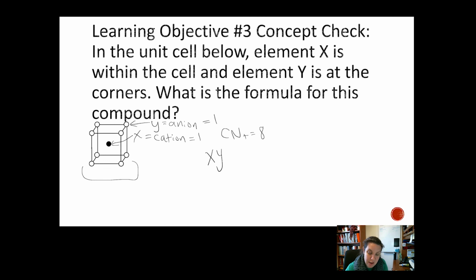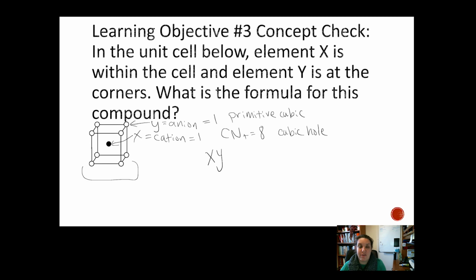Also, from that information, we should know that this is a cubic hole. And our anion is primitive cubic. So these are also pieces of information that you should be able to come up with from this unit cell structure. Okay. Let's move on to covalent network solids.